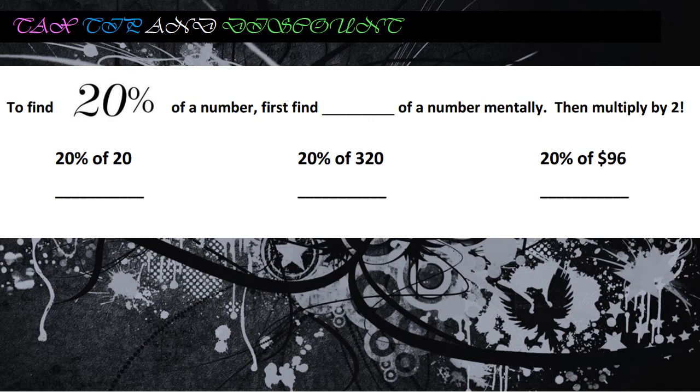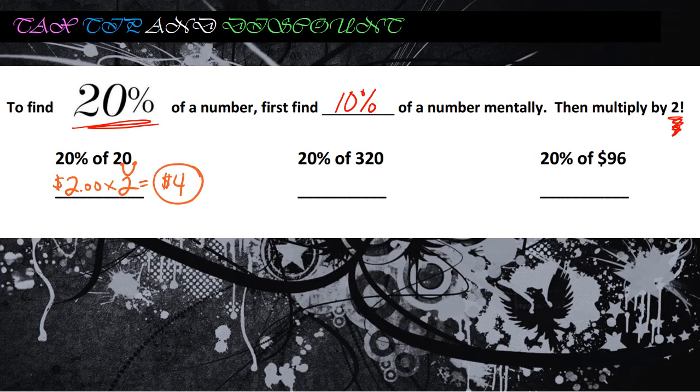Now let's go ahead and try to find a discount. If we have a 20% discount, our first step is we find 10% of that number mentally, and then we multiply it by 2. So let's give it a try. We have 20% of $20. We put our decimal at the end, move it one place value to the left. So our 10% discount is $2. And we multiply that by 2 to give us a $4 discount for 20%.